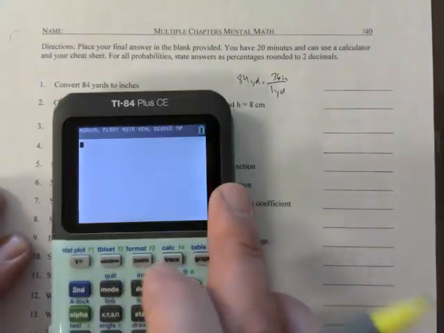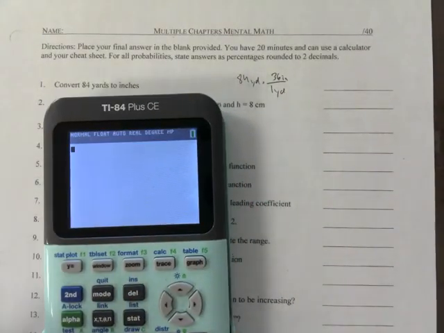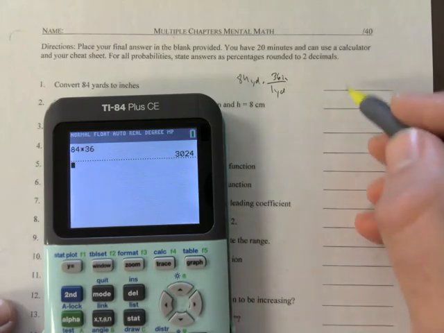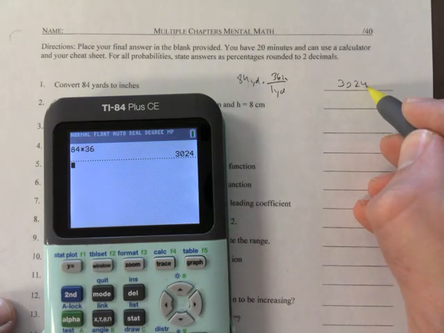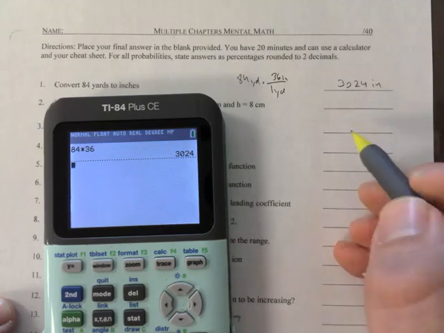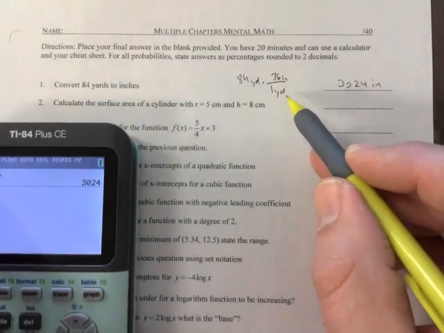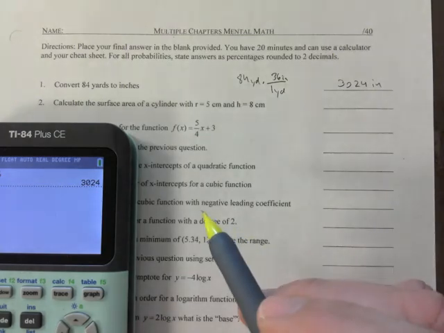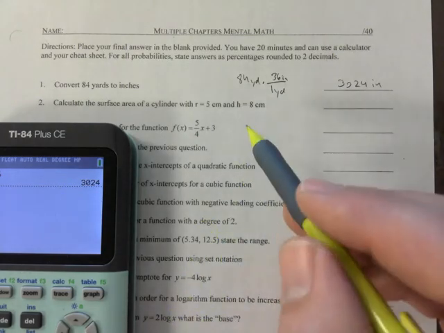Okay, so you just follow along, okay? So in this case, it's 84 times 36. That's 3,024 inches. Because 1 yard, that's 3 feet, right? So hence 36 inches. Calculate the surface area of a cylinder.